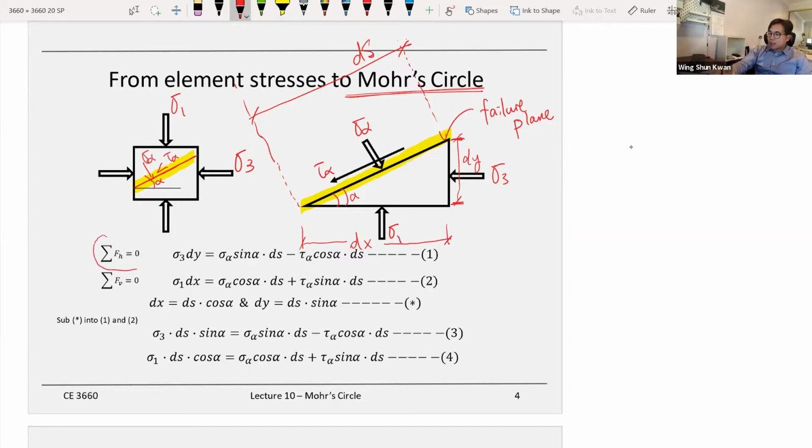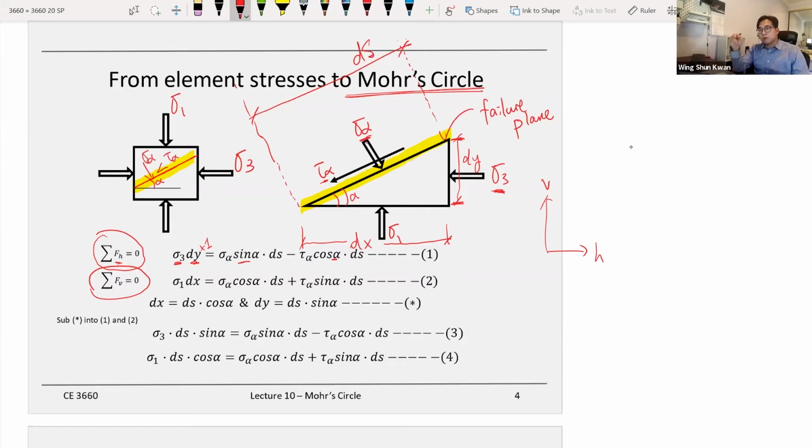So now we summarize the static equilibrium calculations. We sum the forces in the horizontal direction and also the vertical direction. So for example, in the horizontal direction, the force will be equal to sigma 3 times the area, which is dy times 1. The stress times the area gives you the force, and that equals the horizontal component from sigma alpha and also the horizontal component from tau alpha. You take care of the angle with sine alpha and cosine alpha, and then multiply by the corresponding area.